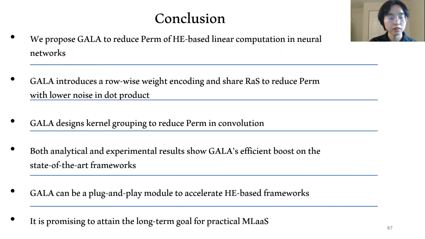Last but not least, it is worth pointing out that even with significant progress toward privacy-preserved machine learning in recent years, including this work, there still exists a large performance gap between the plaintext system, generally below a second, and the privacy-preserved system, ranging from seconds to hundreds of seconds. Nevertheless, it is still promising to attain the long-term goal of practical implementation of privacy-preserved machine learning.